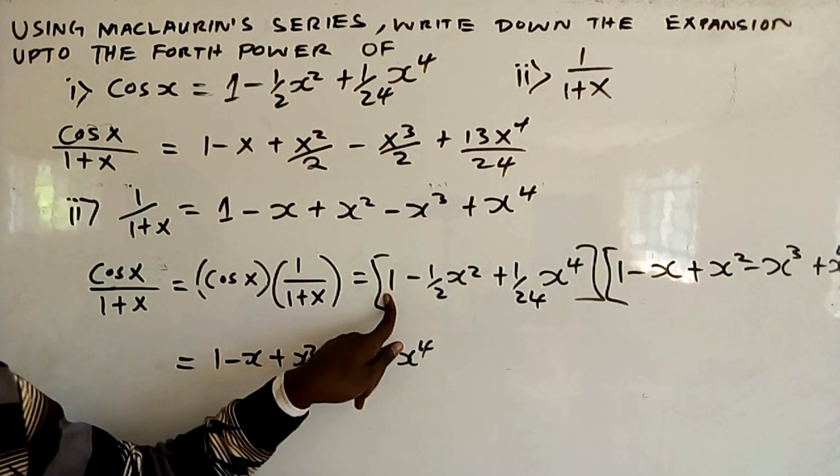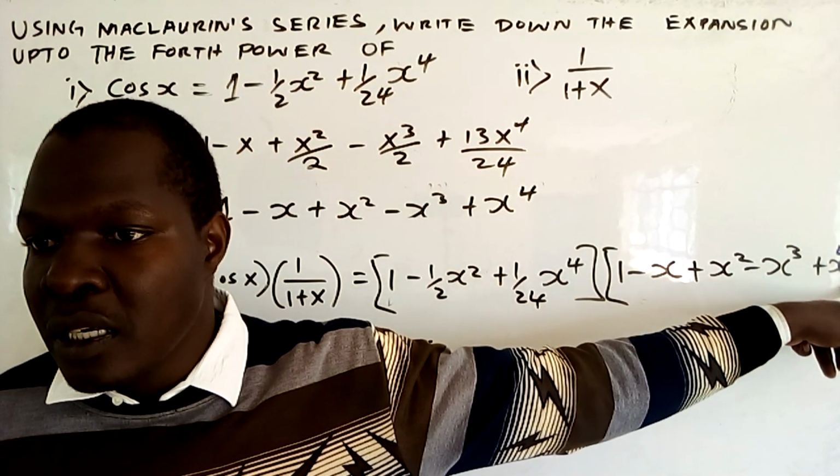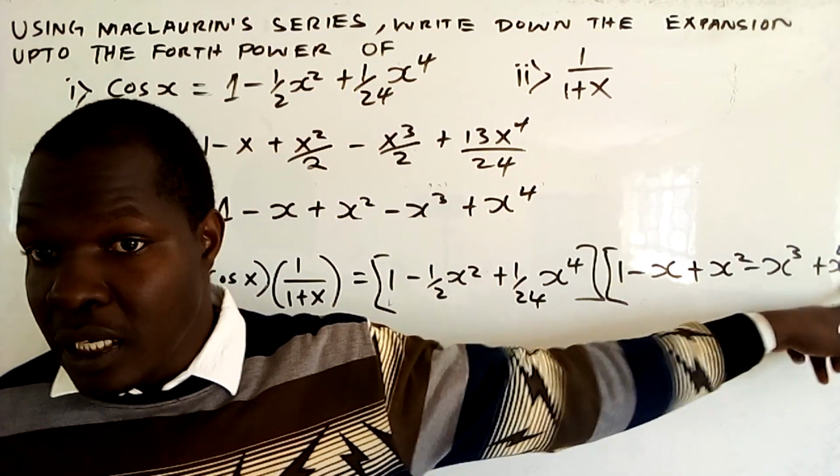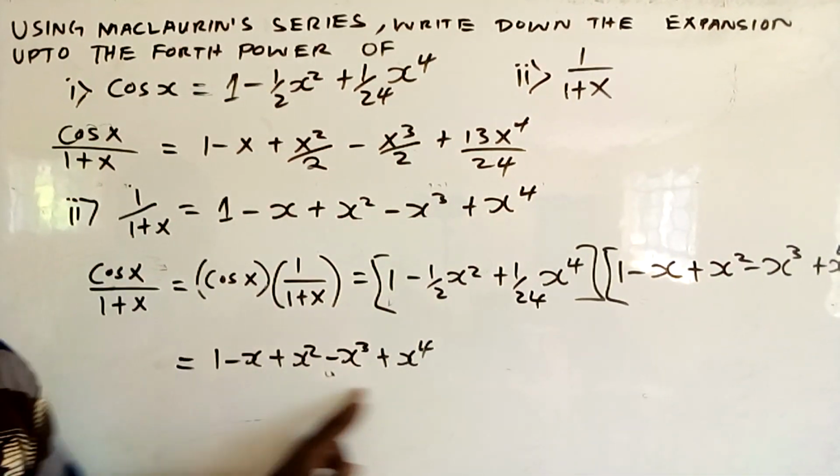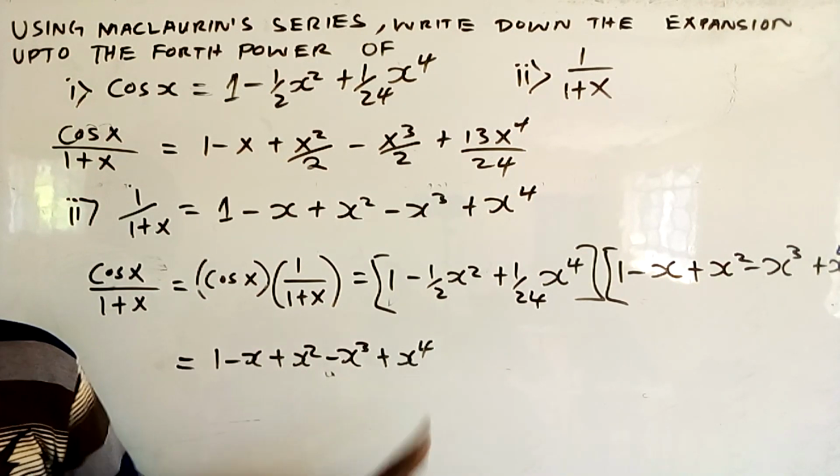We are starting with 1. This one must multiply everything in the other bracket, isn't it? So we are expanding. So 1 times this, 1 times everything in the other bracket. So we are done with 1. Is that okay? We move to the next one.